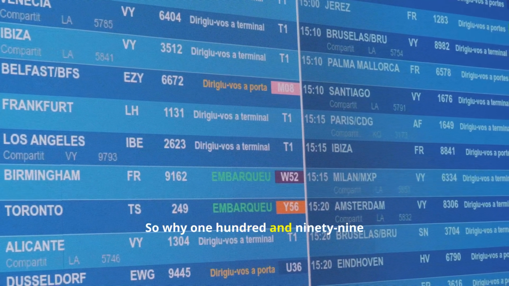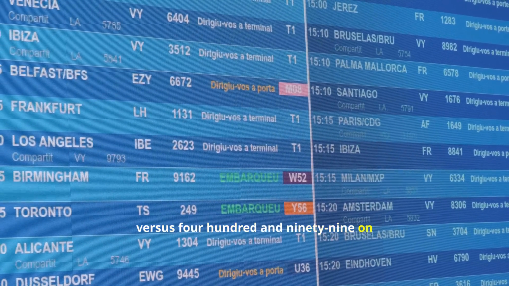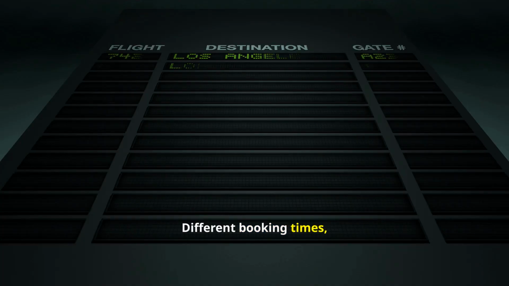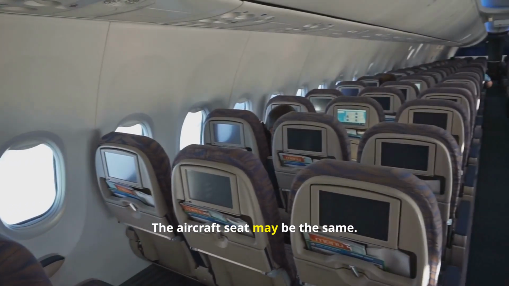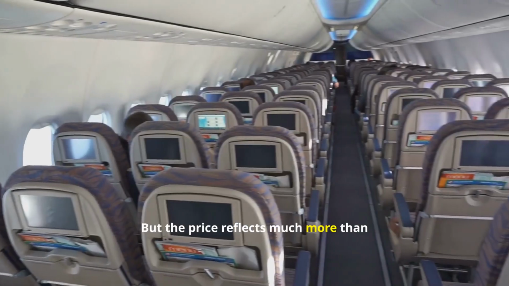So why $199 versus $499 on the same flight? Different booking times, different price buckets, and different ticket rules and benefits. The aircraft seat may be the same, but the price reflects much more than the seat.